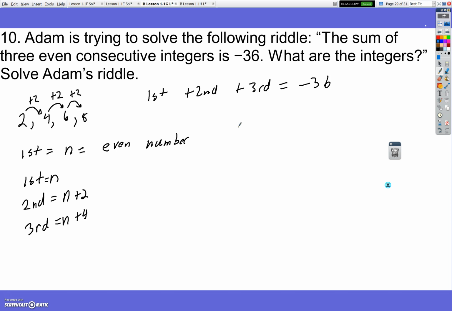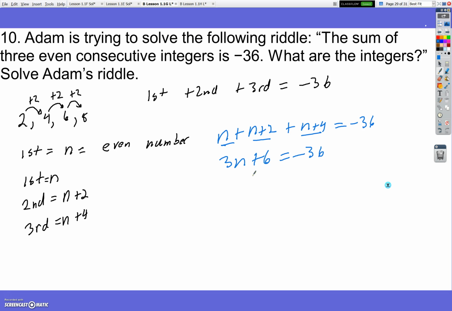So then it's going to look like n plus n plus 2 plus n plus 4 is going to equal negative 36. So then when I combine these, I'm going to have 3n plus 6 is equal to negative 36. We're going to subtract 6 on both sides to get 3n is equal to negative 42. And we're going to divide both sides by 3 to get n is equal to negative 42 divided by 3, which is negative 14.